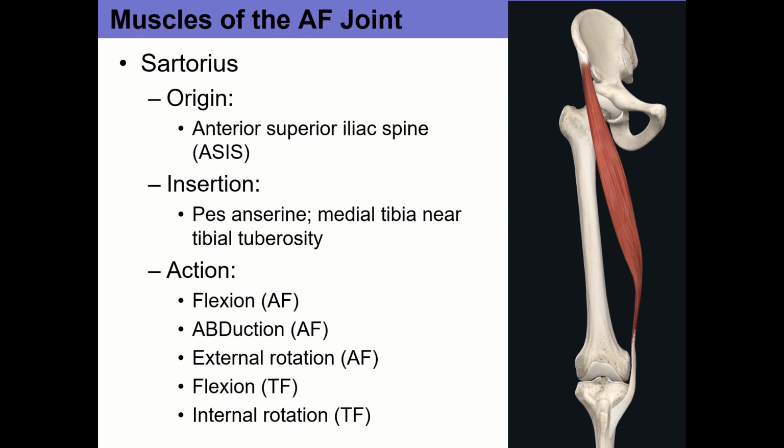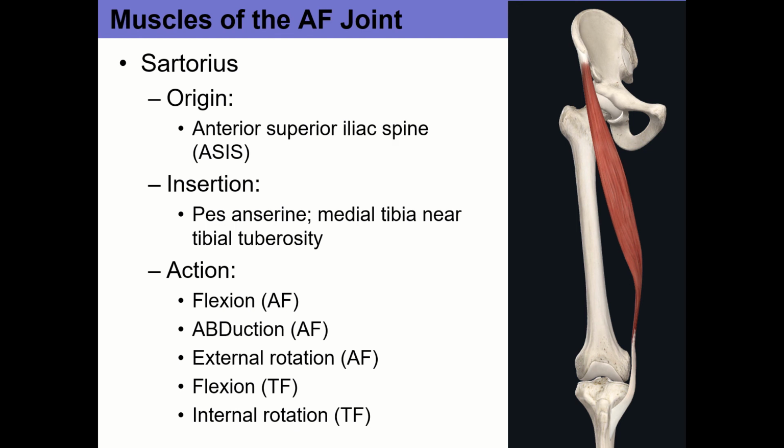And so there are three muscles that insert at the pes anserine. They are sartorius, this one, gracilis, which is the last muscle we'll talk about, and then semitendinosus, which is one of the hamstring muscles. So three muscles insert there at the pes anserine. So you're going to see that again. Sartorius is the longest muscle in the body. It does a lot of things, but it's not really strong in any of them.